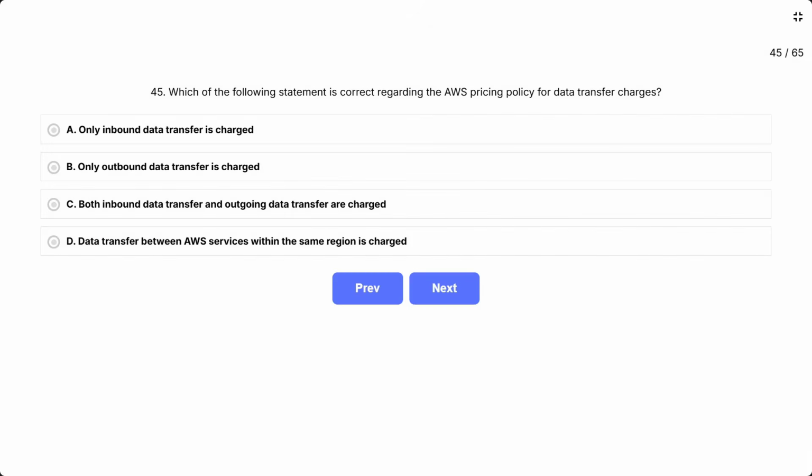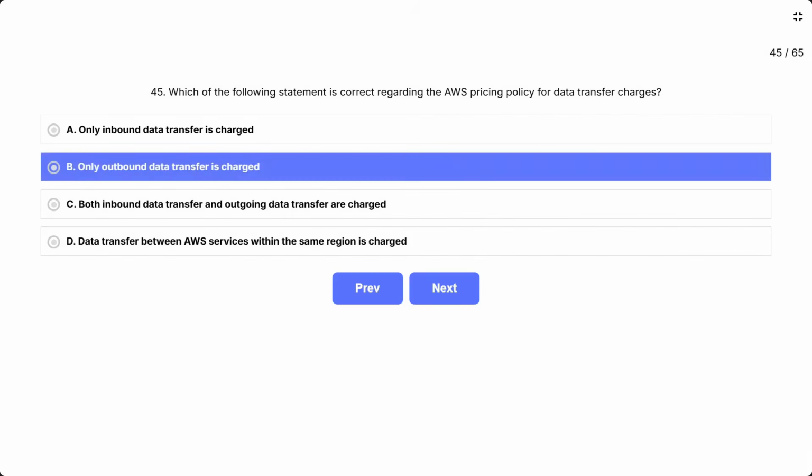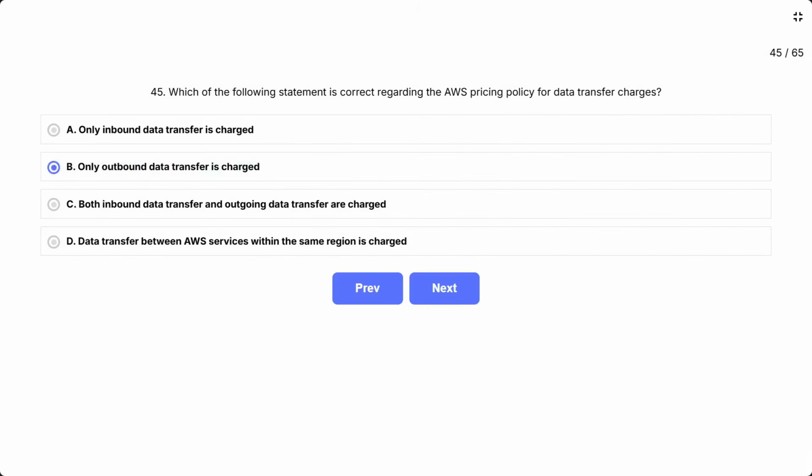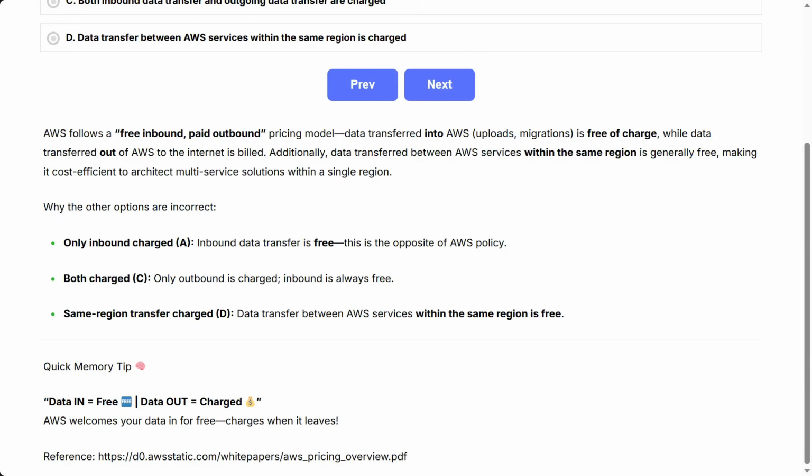The correct answer is B. Only outbound data transfer is charged. AWS follows a free inbound, paid outbound pricing model. Data transferred into AWS, uploads, migrations, is free of charge, while data transferred out of AWS to the internet is billed. Additionally, data transferred between AWS services within the same region is generally free, making it cost-efficient to architect multi-service solutions within a single region.